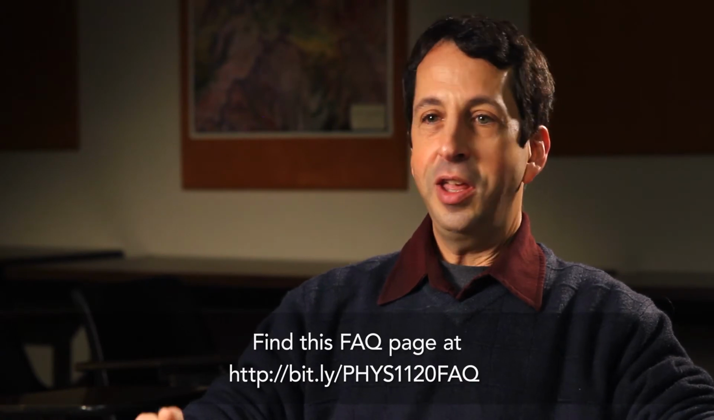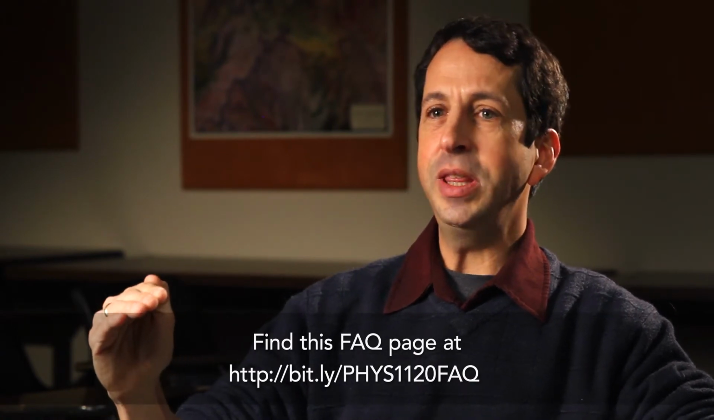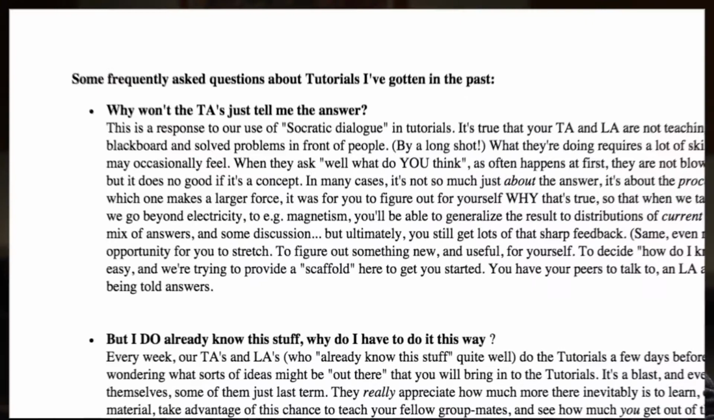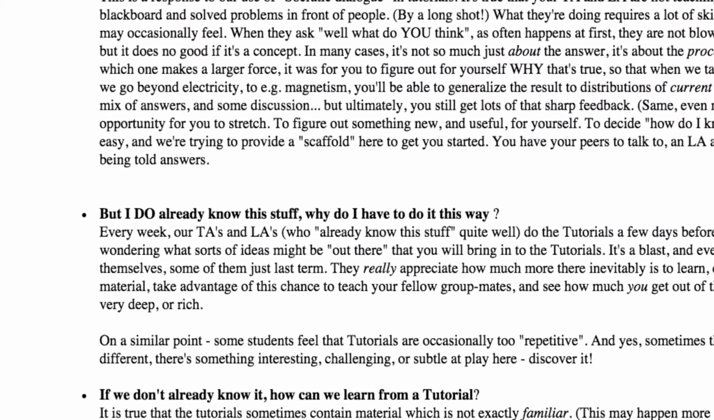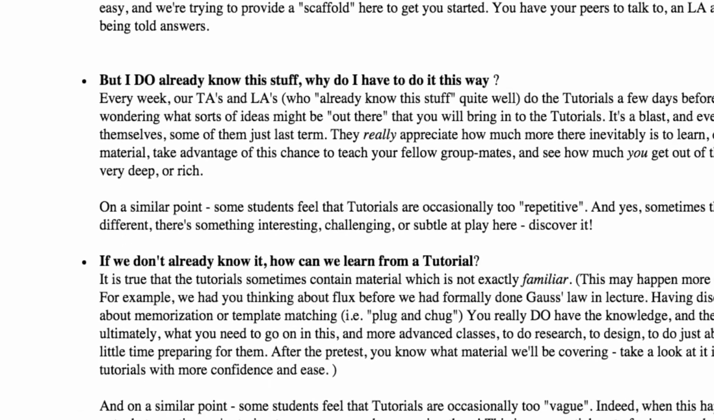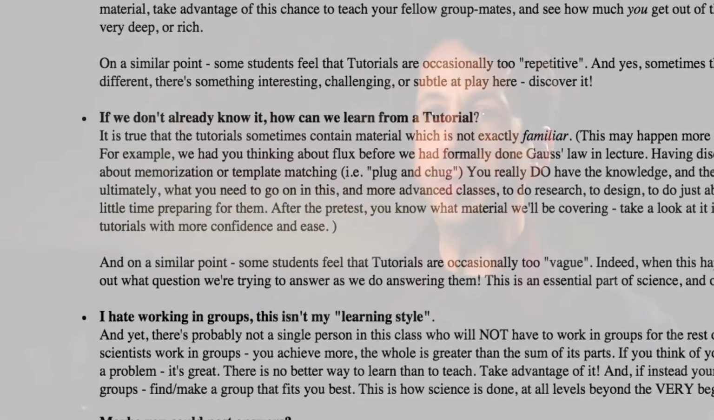I wrote a web page once upon a time when I was teaching the course in Physics 2. I called it a frequently asked questions page. It's why won't my TA tell me the answers? And why won't you publish the answers after we're all done, and all the things that concern students and that are difficult. And so I explained why I thought it was unproductive or counterproductive to tell students the answer.